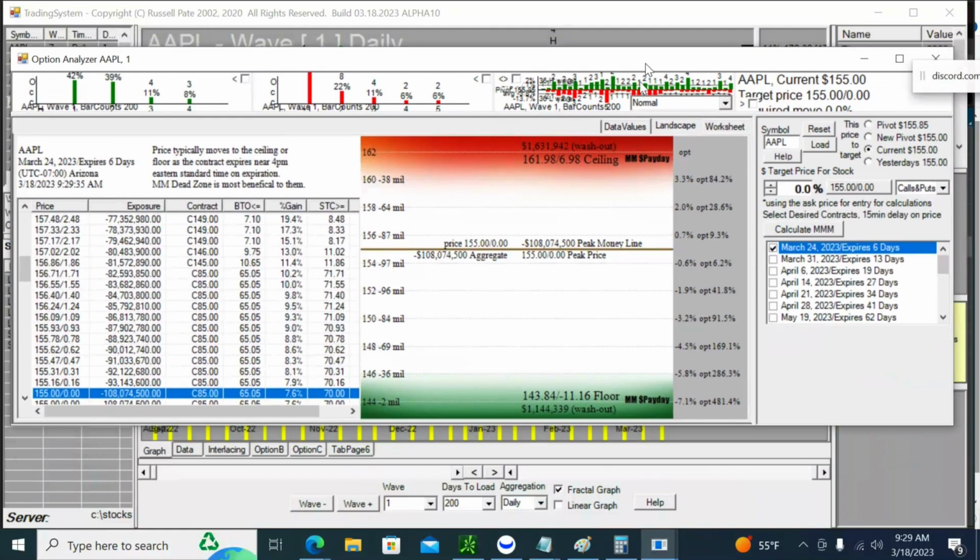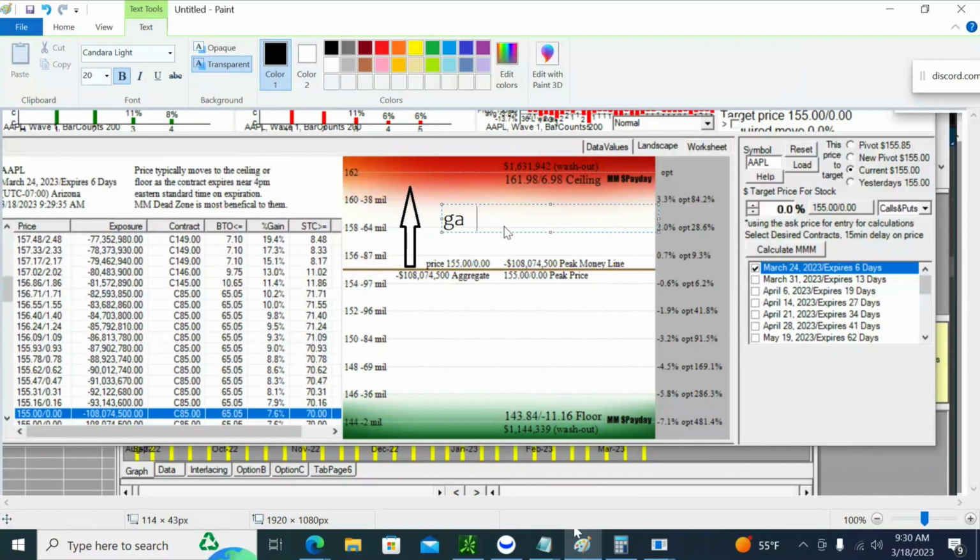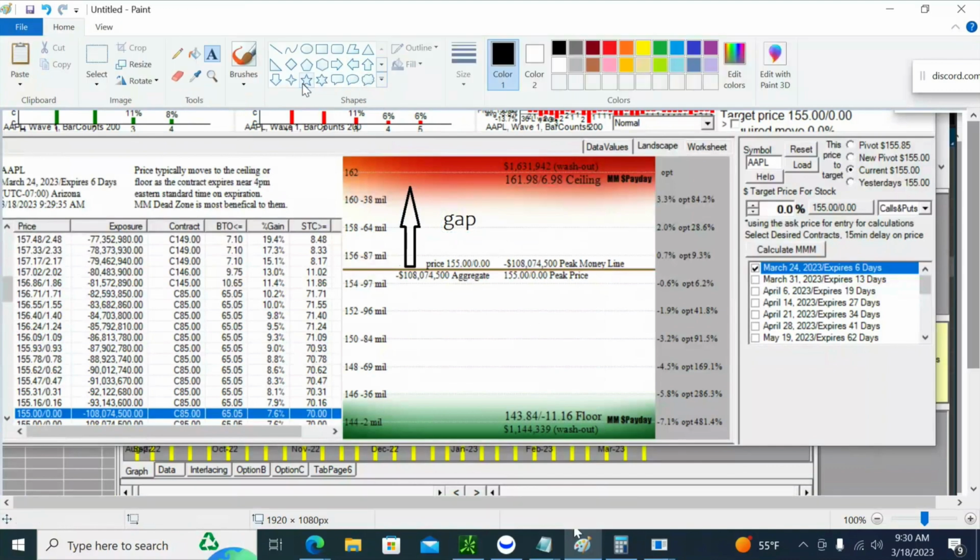What this means is on Apple, right now with what's in the pipeline with contracts, the market makers, the ceiling, this 161 area, 162, on this Friday, March 24th, they would like it to be either here or down here. And this is going to change as more contracts come in. See this gap here? And see this gap down here?